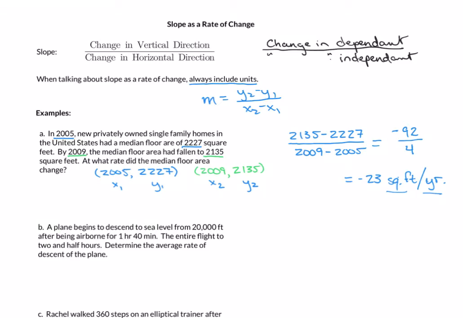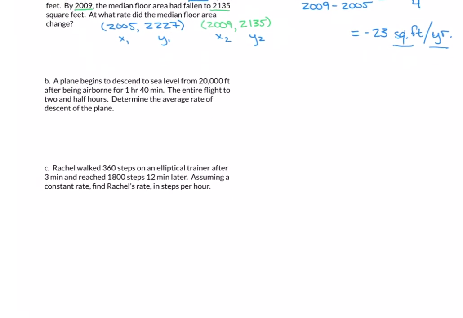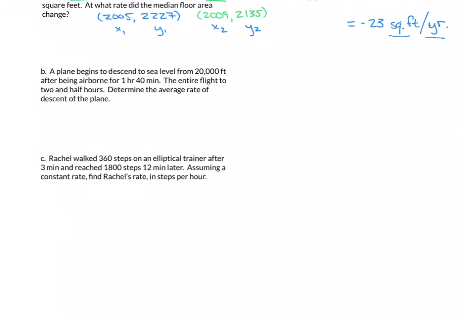All right, let's look at a couple other examples. B, I'll tell you, is not my favorite, and hopefully we don't have any like this on the homework. Okay, so let's go ahead and see what we can do here. We have a plane begins to descend to sea level from 20,000 feet after being airborne for 1 hour and 40 minutes. The entire flight took 2.5 hours. We want to determine the average rate of descent of the plane.